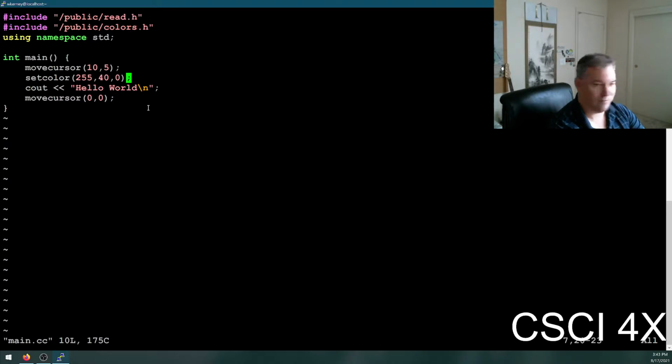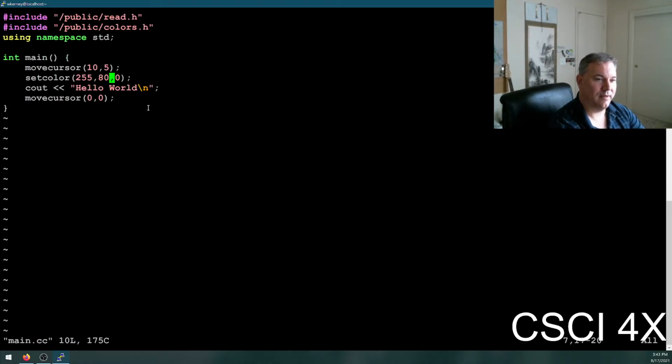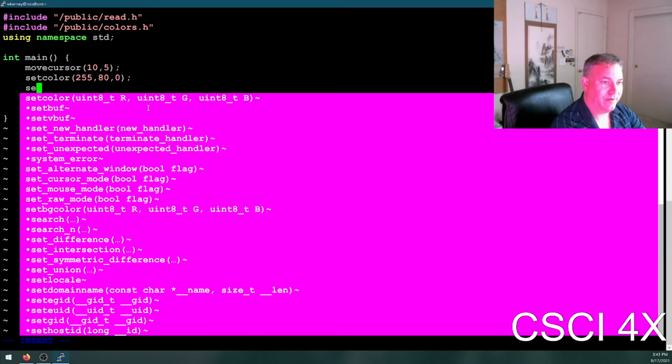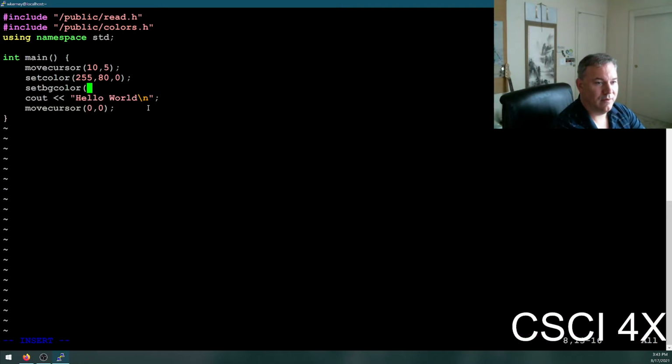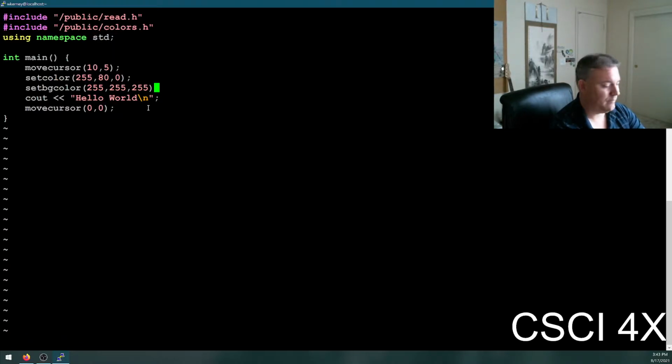They take 8-byte integer inputs. Yes, it ranges from 0 to 255. That is correct. Maybe make that 80. A little more orange now. You can set the background color to be white. 255, 255, 255 is white.